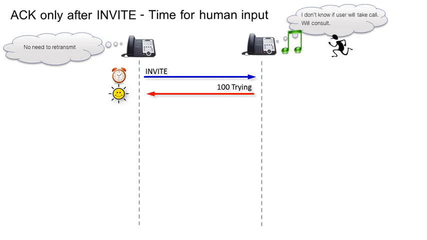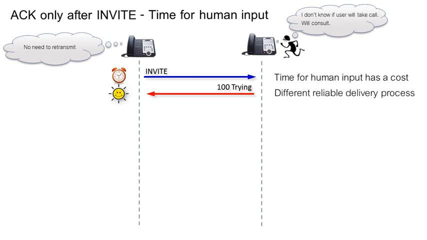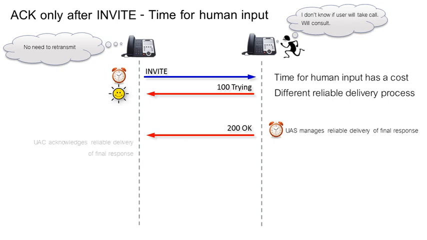Meanwhile, the downstream callee can now take as long as he likes to get to the phone. The 100 Trying removes any time limit. This time for human input has a cost, the cost being a different reliable delivery process. Now, after human input, it's the downstream user agent who manages reliable delivery. It sets the timer ready to retransmit unless an acknowledgement is received.